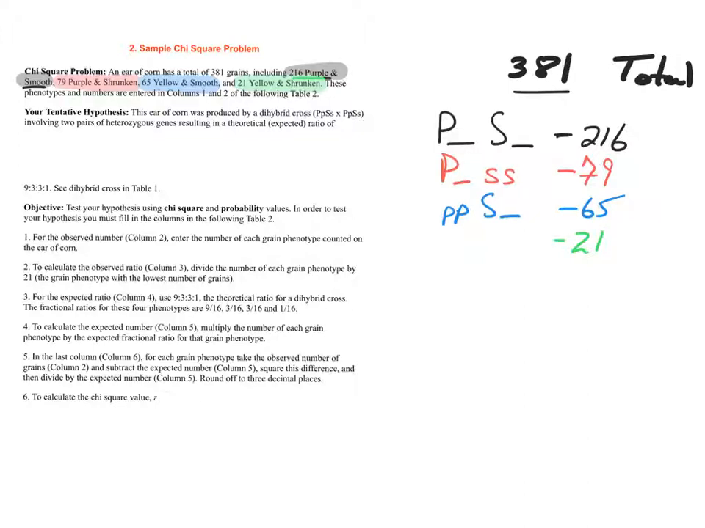21, which is what? Little p, little s, little s. We know these 21, we know exactly what their genotype is. That's what's so wonderful about these homozygous recessives. And you'll see when we do a test cross how important they are. They give us all the information in the world. They allow us to solve all kinds of complicated genetic problems.